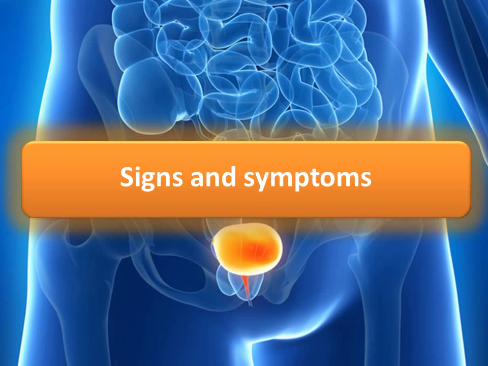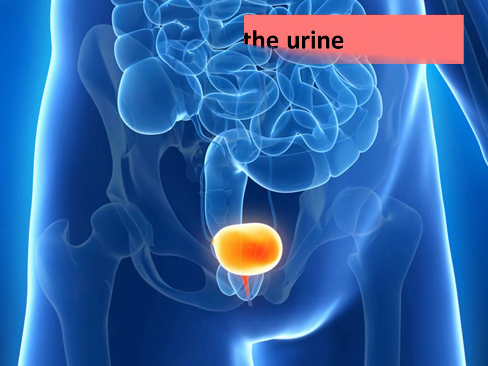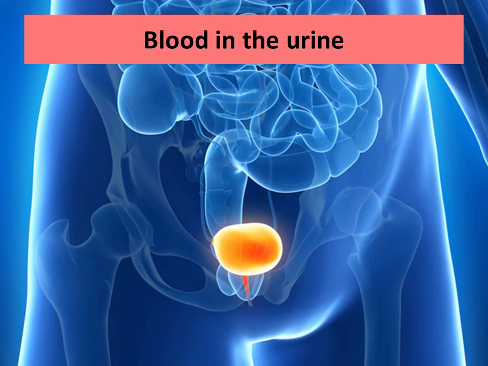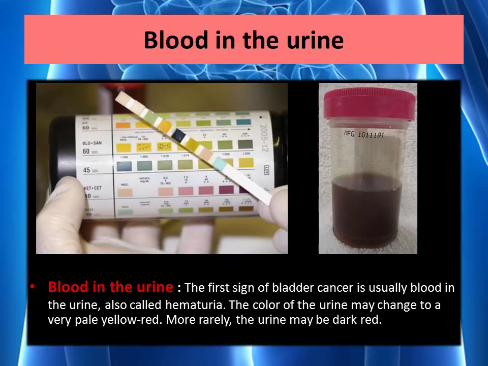Signs and symptoms of bladder cancer. The first sign is blood in the urine. Blood in the urine, also called hematuria, is usually the first sign of bladder cancer. The color of the urine may change to a very pale yellow or red. More rarely, the urine may be dark red.